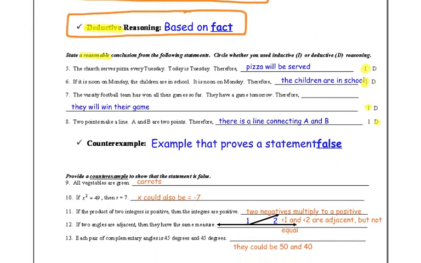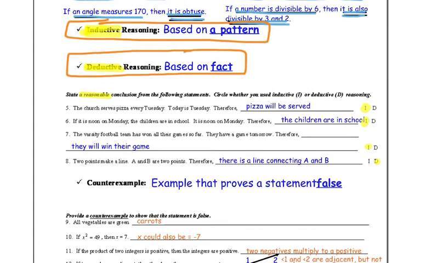So they want you to reach a little conclusion and then say, is this based on fact or a pattern? So we circle inductive or deductive. Number 5 here comes with my example. The church serves pizza every Tuesday. If today's Tuesday, therefore pizza will be served. And we said that that was inductive, following a pattern.